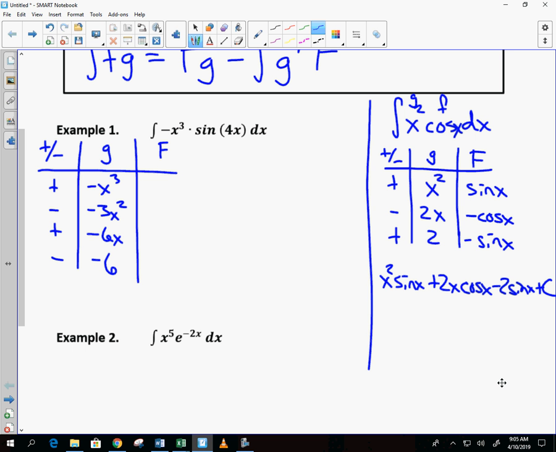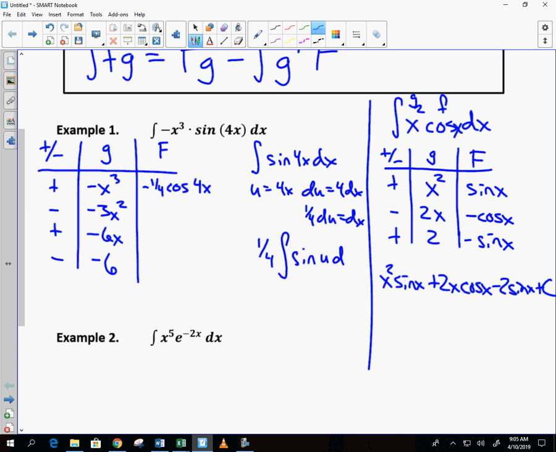Divide by 4, you get 1/4. We all clear? I kind of showed you that just a little bit the other day, didn't I? So we have negative 1/4 cosine of 4x. Yes. Integral of sine of 4x dx. U is equal to 4x, so du is equal to 4dx. Divide by 4, 1/4 du is equal to dx. So therefore, you have 1/4 integral of sine of u du. Antiderivative of sine is negative cosine, so negative 1/4 cosine of 4x plus c.